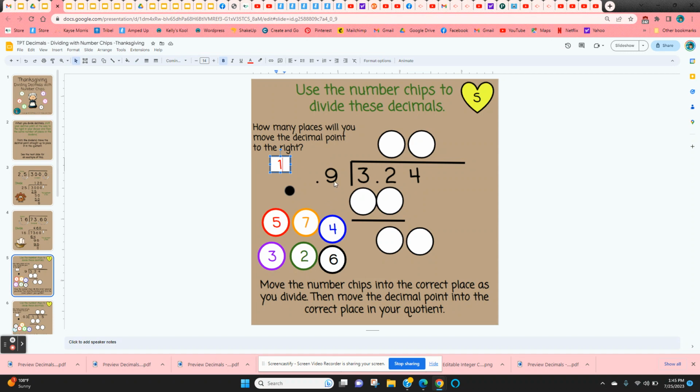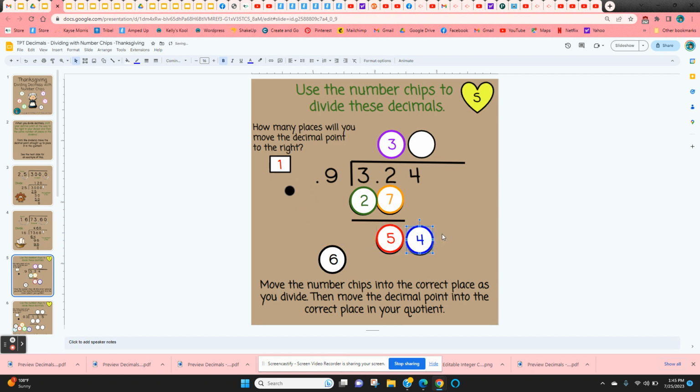So they're going to take 9 into 32. So 9 goes into 32 3 times. So you click and hold on the edge of these chips. If you click and hold, then you can move them where you like. So 9 times 3 is 27. We want to move the 2 and the 7. Subtract, they get 5. Bring down the 4. And then 9 goes into 54 evenly 6 times.